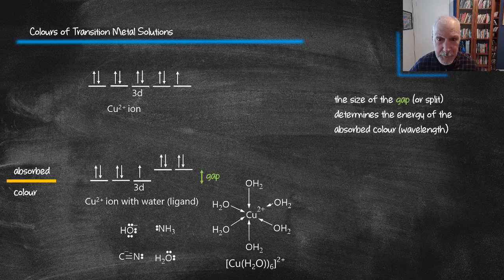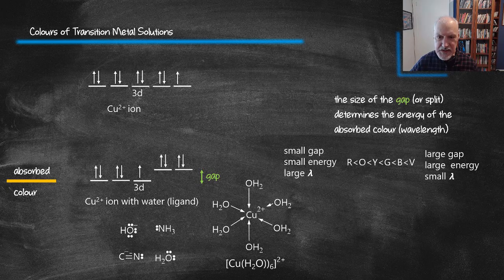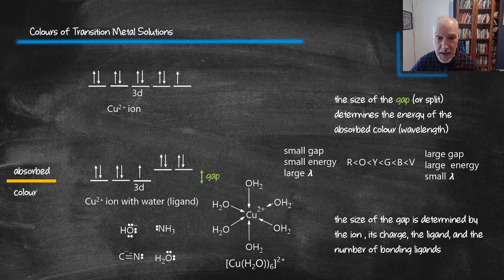The size of the gap or split determines the energy of the absorbed color. If it's a small gap, that requires a small amount of energy with a large wavelength, perhaps red or orange. If the gap is much larger, we require more energy, something with a small wavelength like blue or violet. The size of the gap can also be affected by things like the ion involved, its charge, the ligand involved, and the number of bonding ligands, which is usually 4 or 6.